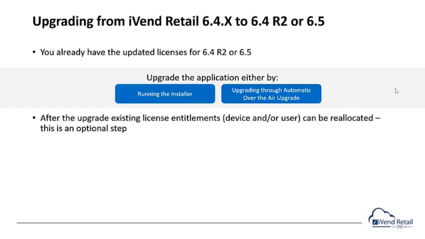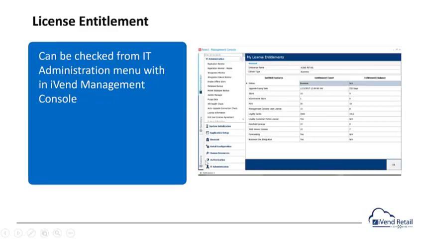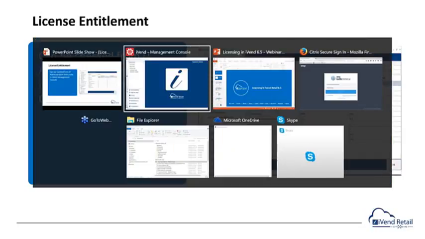Let me move on to the last part of the session, where I'm going to talk about the entitlement of licenses. How do you get to see your license entitlement? For every installation, for every license that you have, earlier we had to debug or decode the licensing file. Now it is available as one of the menu options in iVend Management Console. Let me try and show this to you on the product itself.